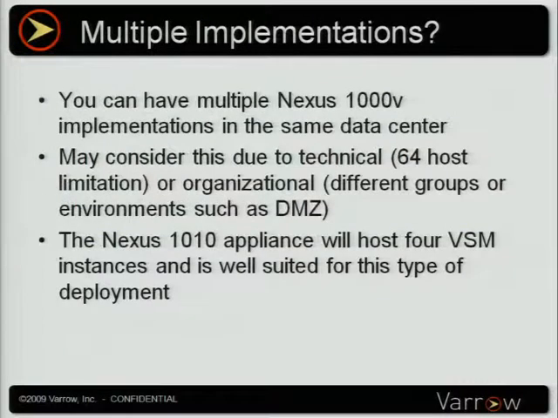You can do multiple implementations. Some people do it like a DMZ network and a production network. They may do it because they have more than 64 hosts. You may have 200 ESX hosts in a big environment and one install can't do it. So we see a lot of people doing Nexus 1010s for that because, again, 4 VSM instances on one piece of gear, and they'll do it for that reason. But again, there's no reason you can't do it. They don't overlap. They don't cause a problem.